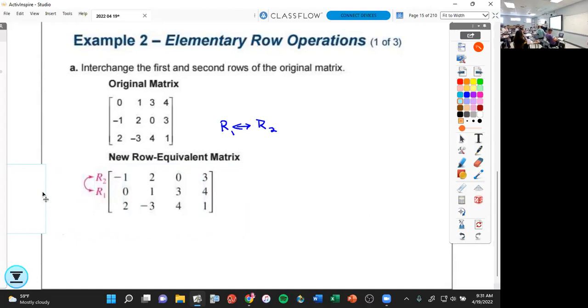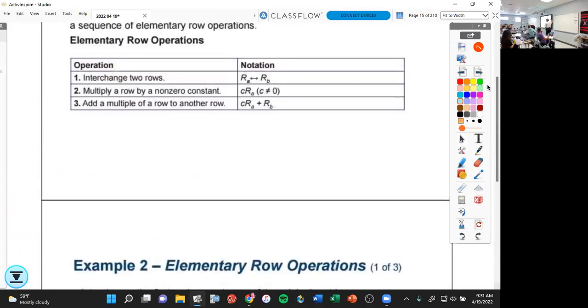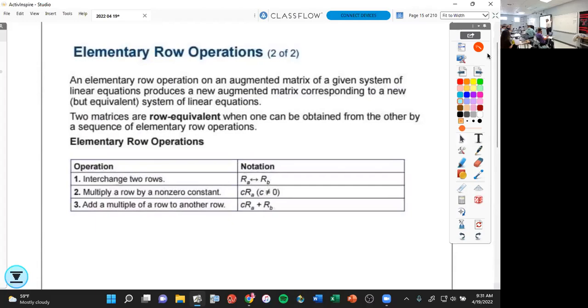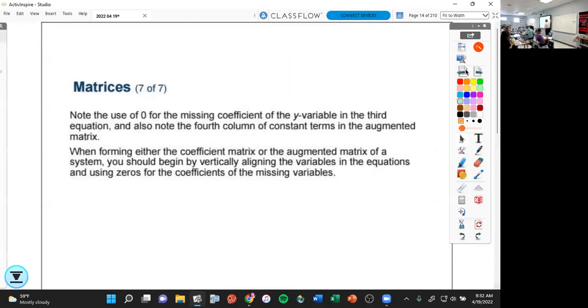Now we'll talk about it again, but when we're doing this, our goal is to get this main diagonal to be 1s. Everything below it needs to be 0s. Okay, so that's where we're headed. Previous slide real quick. That wasn't the steps. You want the notations?